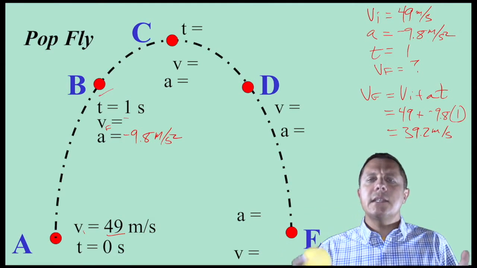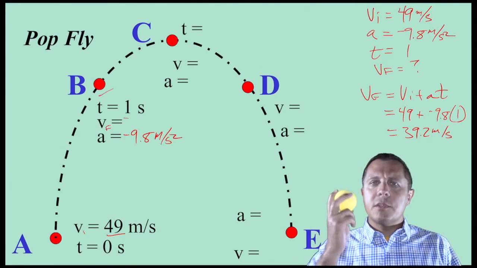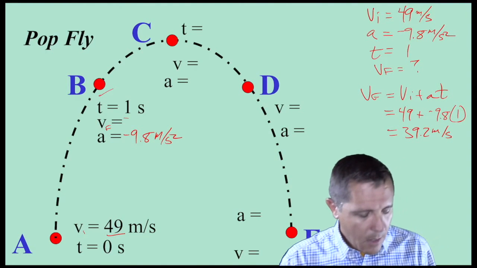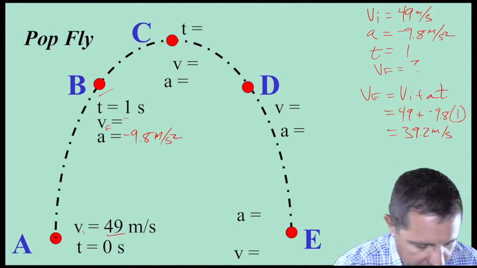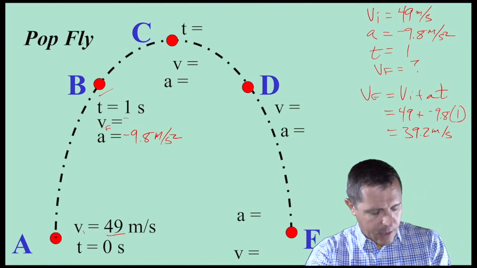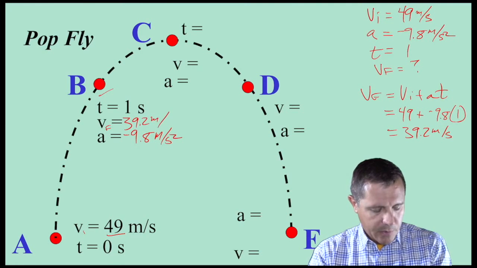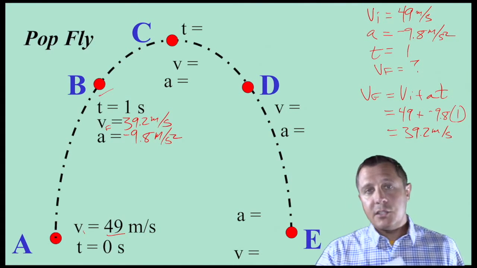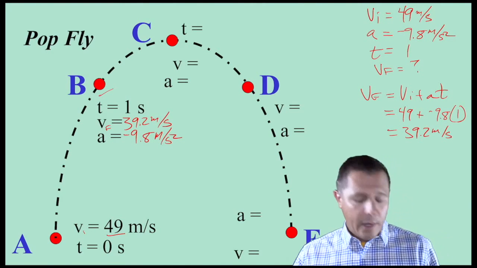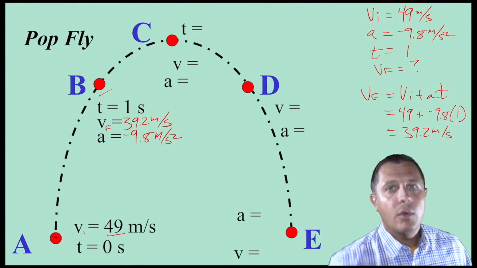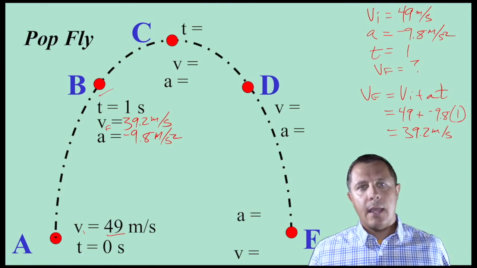Whatever the velocity is, after another second, you will subtract 9.8 from that velocity and get your new velocity. So V final, in this case, we figured out was 39.2 meters per second. Now, let's look at the peak. Point C is going to be the peak. What is the peak when something goes straight up and comes straight down?